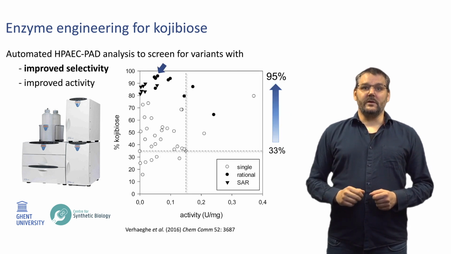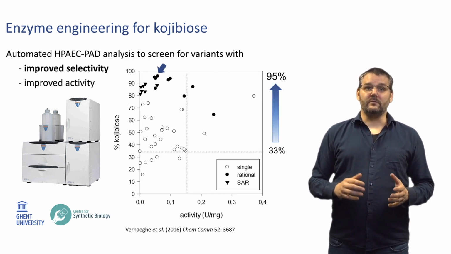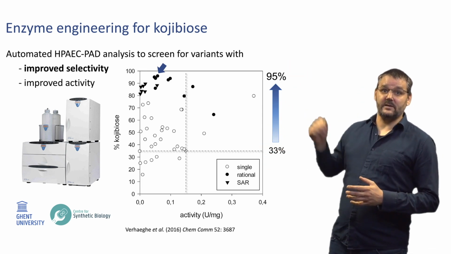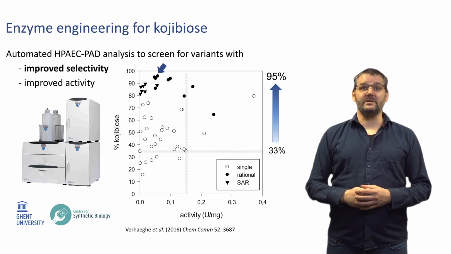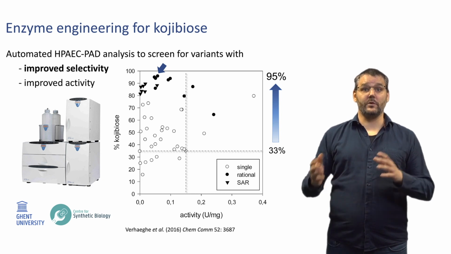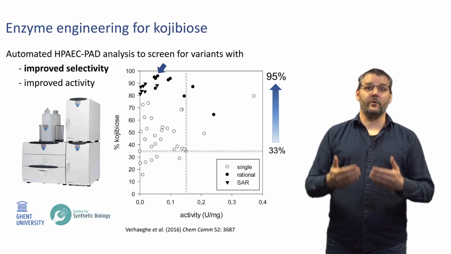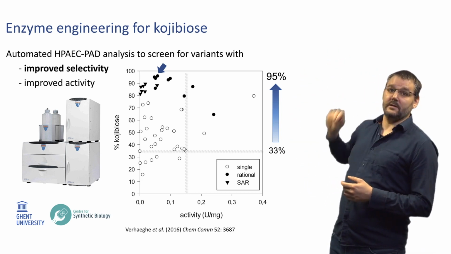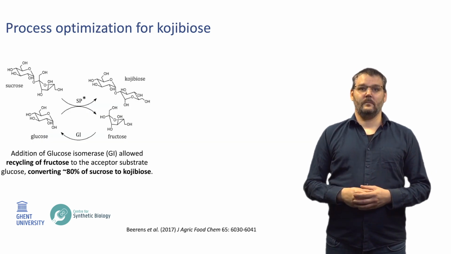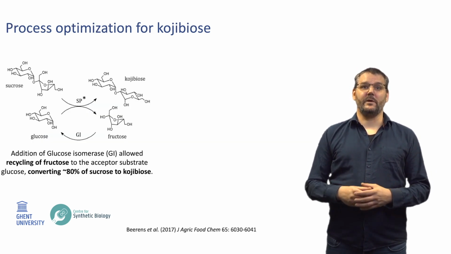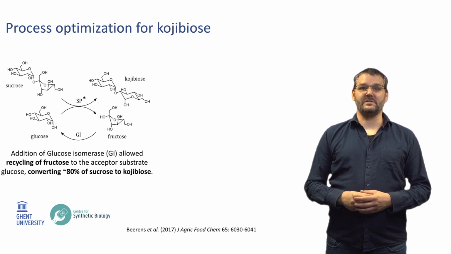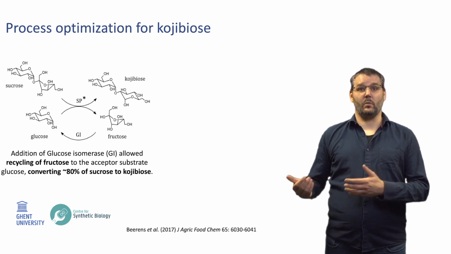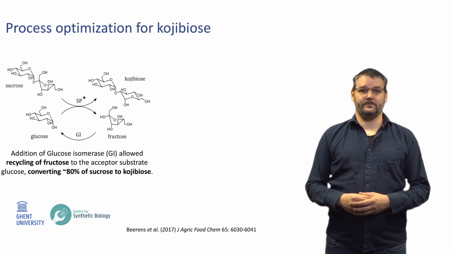The most important thing here is that most of our single-point variants increased the activity in cogibios formation, and when these were further combined, the selectivity further improved to no less than 95%. In the next step, multiple variants were evaluated to find the best production process conditions, and the best variant and conditions were used in a large-scale production.